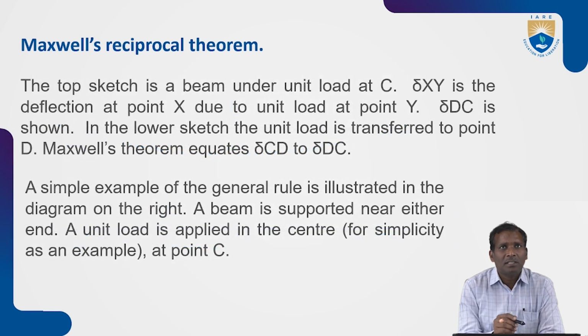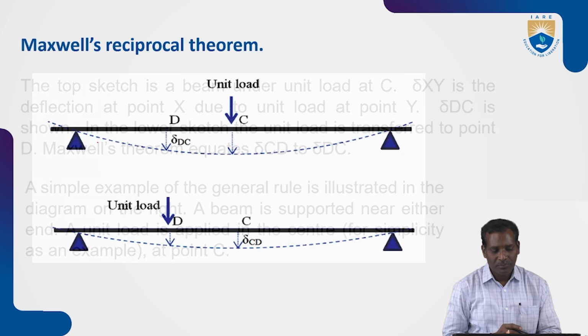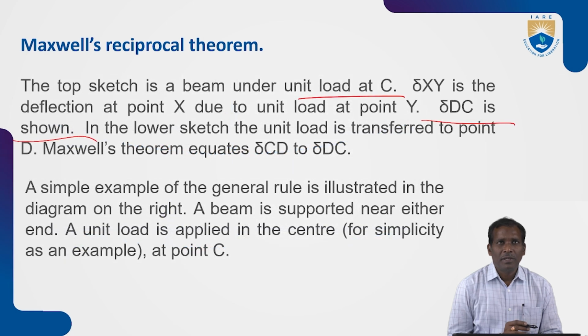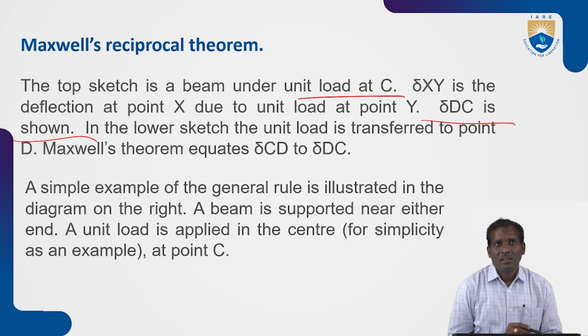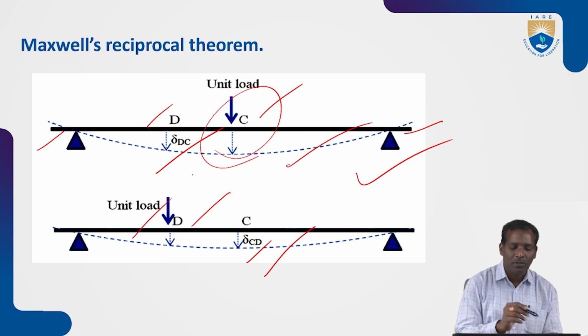So the top sketch is a beam under unit load at C. Delta xy is the deflection at point X due to unit load at point Y. That is delta DC also shown. The lower sketch, the unit load is transferred to point D. So initially the unit load is acting at C, then it is transferred to D.